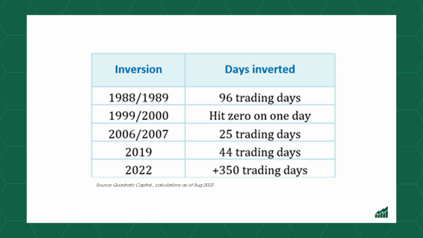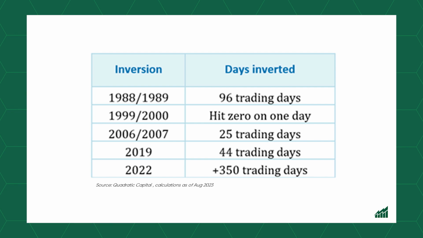Now, there is something that's strange with this inverted yield curve, and this chart here is looking at the history of the yield curve and when it has been inverted. Over the last several decades, there have been 5 times that the yield curve has been inverted. You can see that the longest one before now was back in 1988 to 1989. Now, these are just trading days. Keep in mind, that's only 5 days out of a week, so if you did it for a calendar, it's much longer than this. 96 trading days in 1988 to 1989.